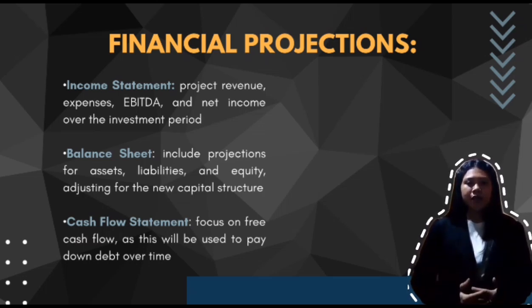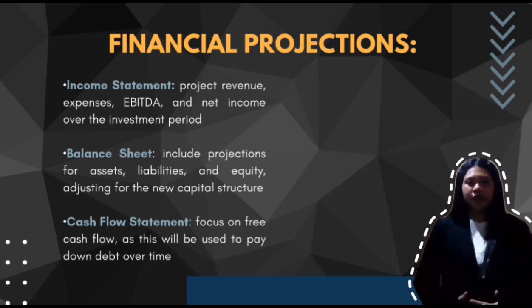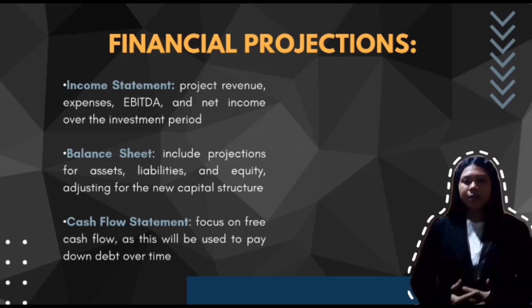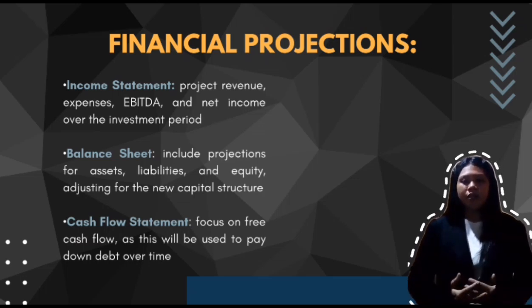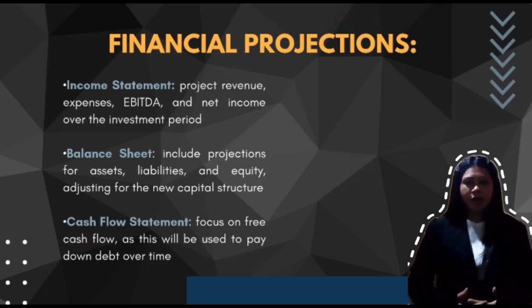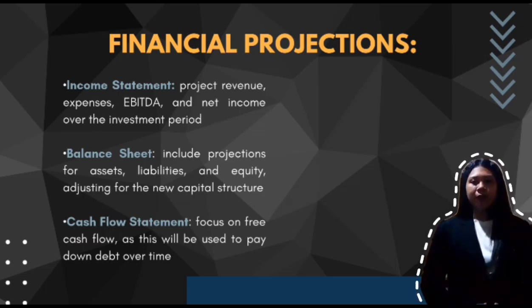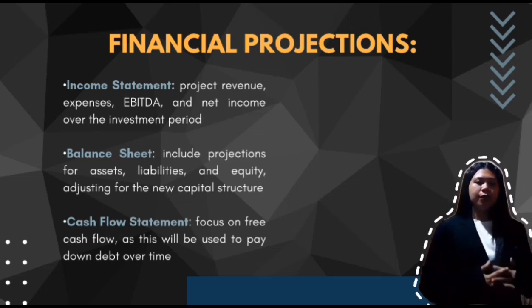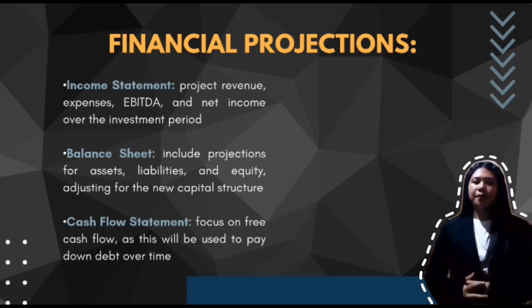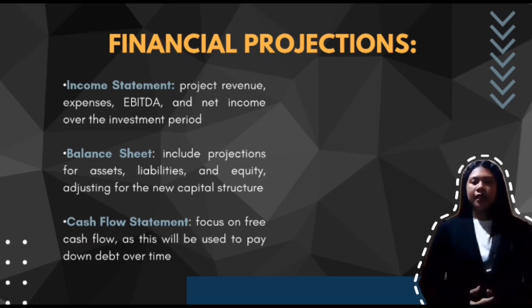So the income statement projection would forecast these figures for the investment period, showing how revenue and expenses are expected to change over time. This is vital for investors to assess the potential return on their investment. The second financial projection is the balance sheet. It provides a snapshot of a company's financial position at a specific point in time. It shows what a company owns, or its assets, what it owes, or liabilities, and the owner's equity, or the difference between assets and liabilities.